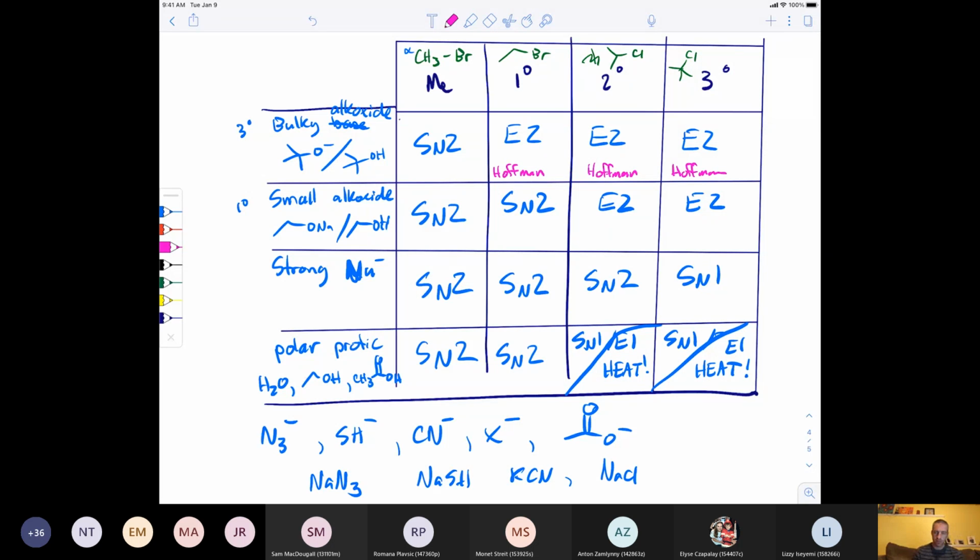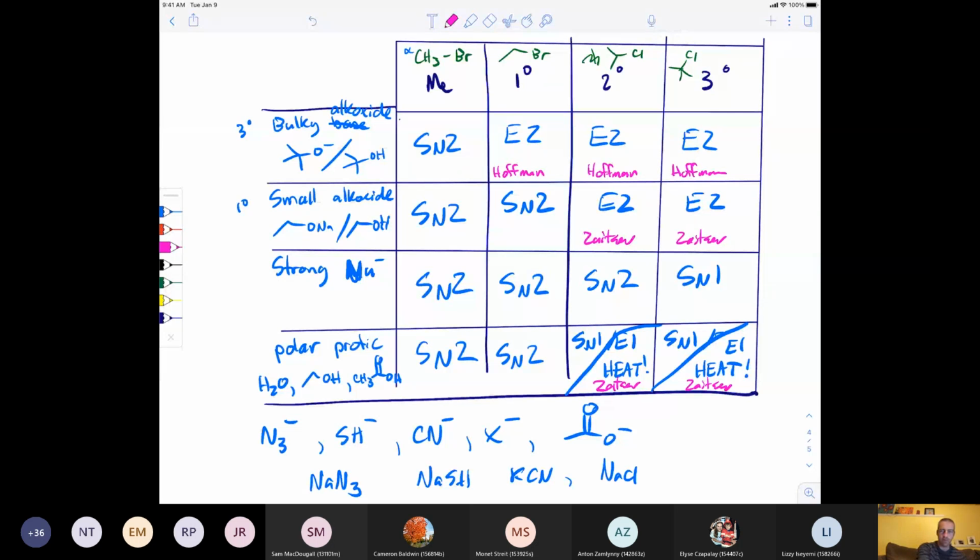Those are the only cases we said Hoffman was an issue. All the other eliminations are Zaitsev. And down here as well. Great.